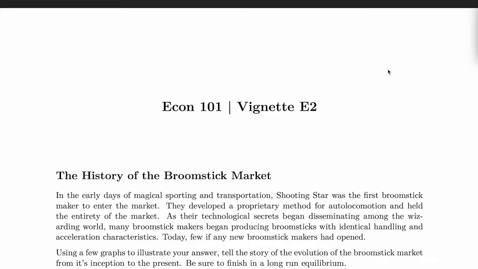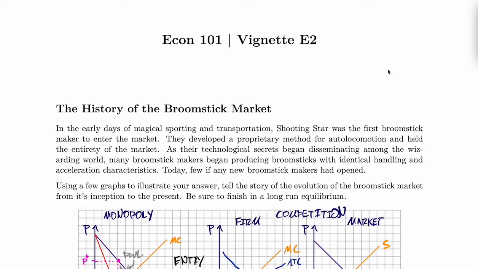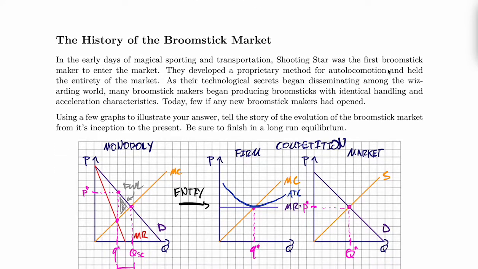All right, Vignette E2. In this vignette, we're going to look at the history of the broomstick market, where it started, how it evolved, and its long-run equilibrium.